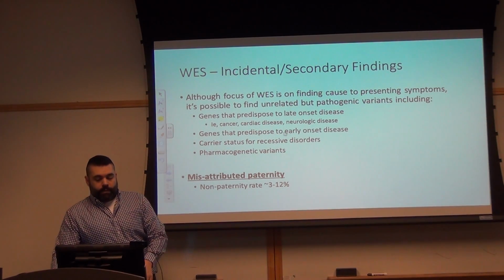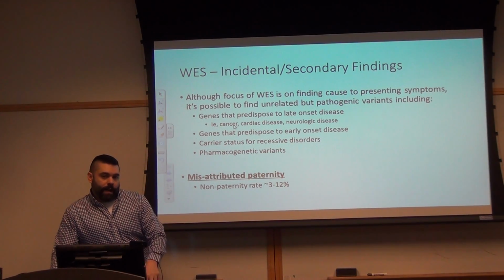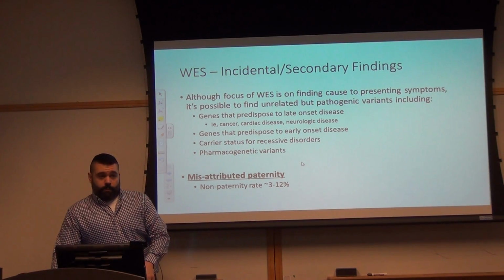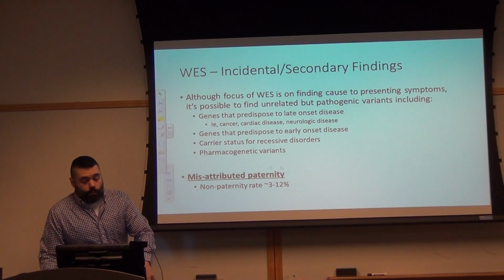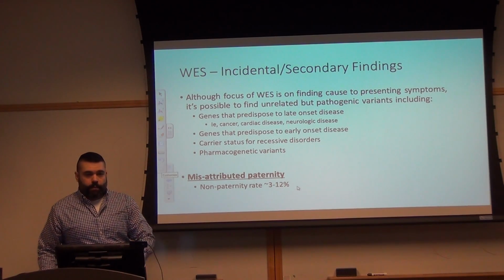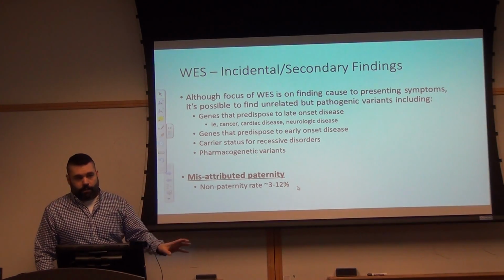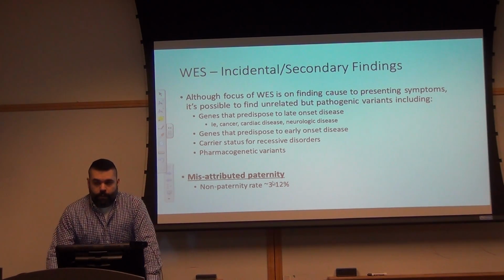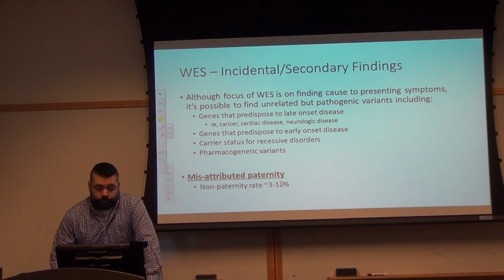So again, things that predispose to recessive disorders, pharmacogenetic variants, cardiac disease, cancer, you are going to find these things in people occasionally. The other thing that possibly you can find is misattributed paternity. And this is reported to happen in about 3 to 12% of the population. Now it depends on a whole bunch of issues, social issues and other things that I'm not going to get into. But generally a safe number is right in the middle there. About 5% of pregnancies, the dad's not the dad.